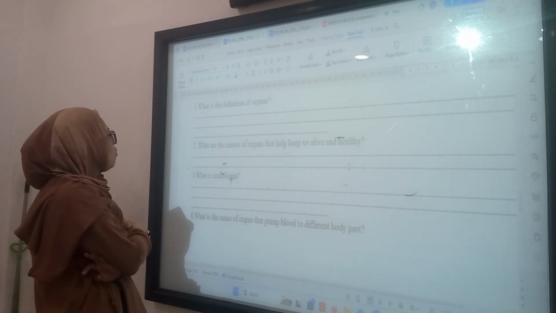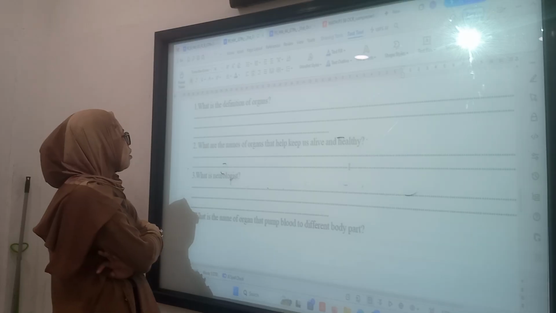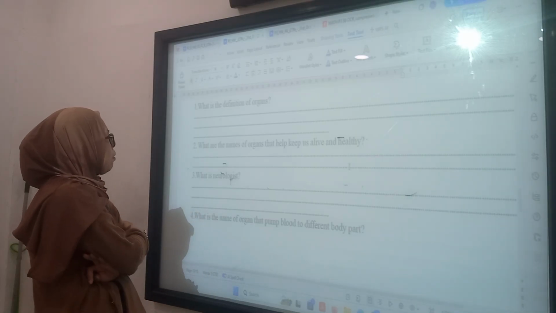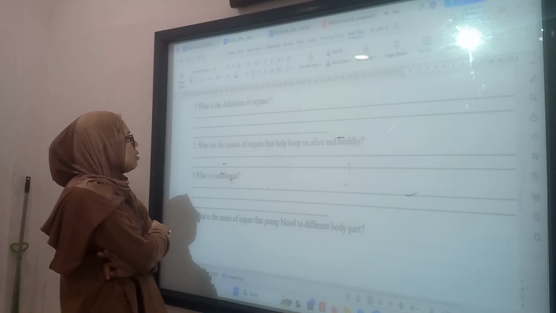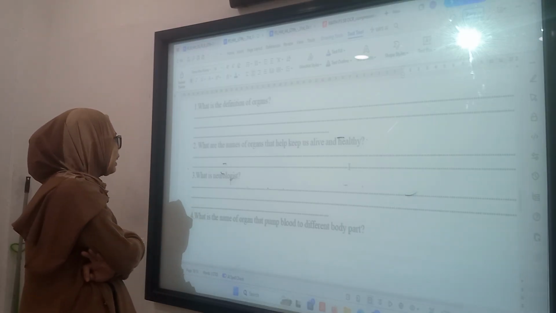Next. What is the definition of organs? Organs are body parts that help its functions, like brain, lungs, heart, stomach and intestines.